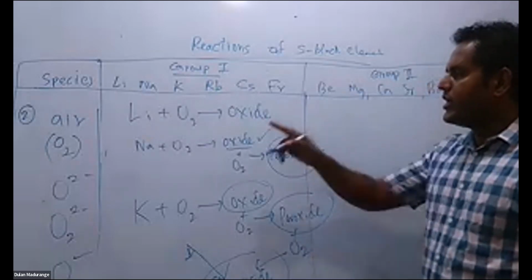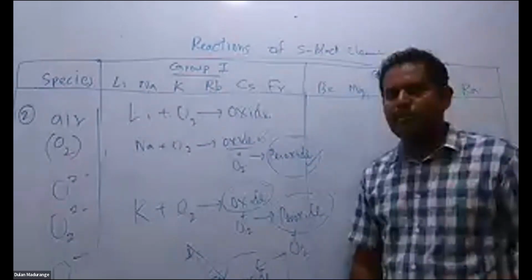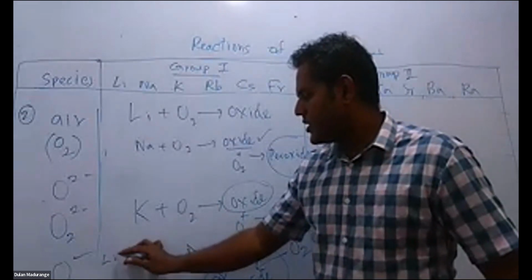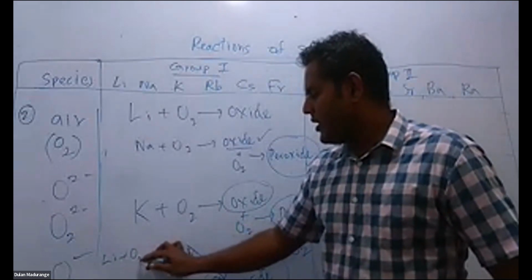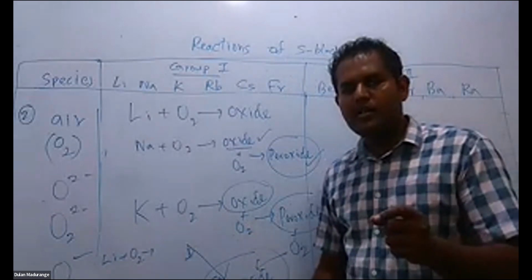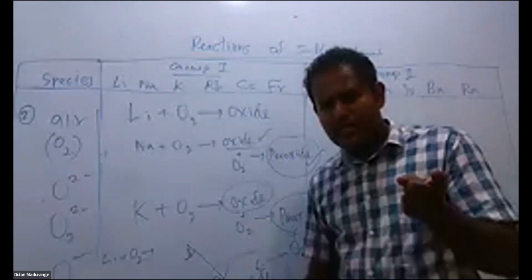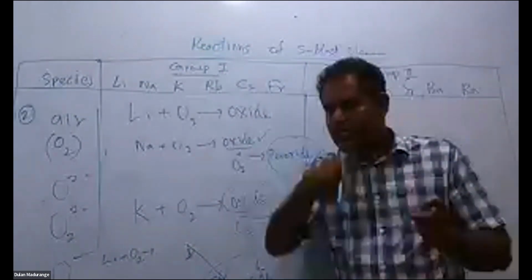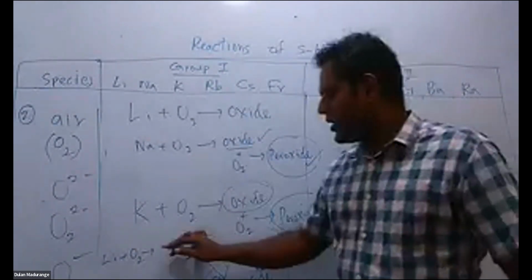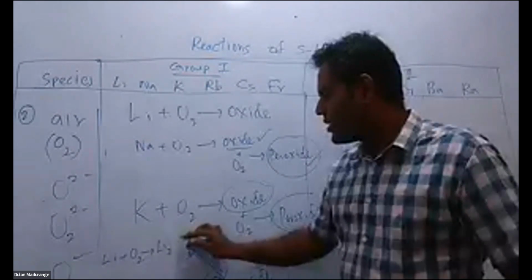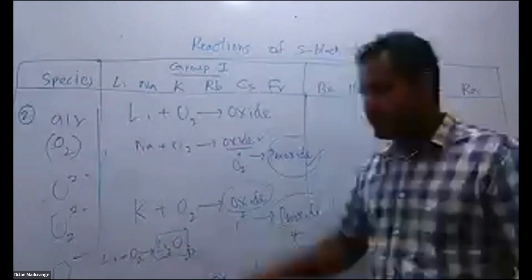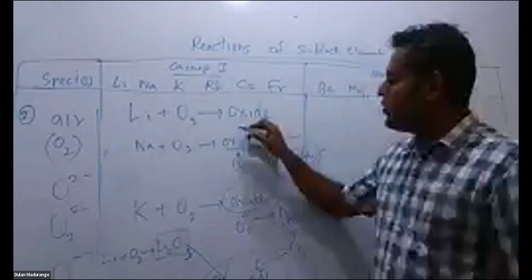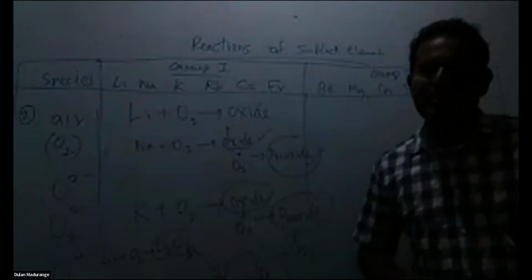Lithium reacts with oxygen to form lithium oxide. What is the formula of lithium oxide? Lithium is Li plus. Remember, oxygen means O2 minus. Exchange the valences, and you get Li2O. Lithium oxide. Then sodium reacts with oxygen to form sodium oxide. Right? Give me 1 minute.